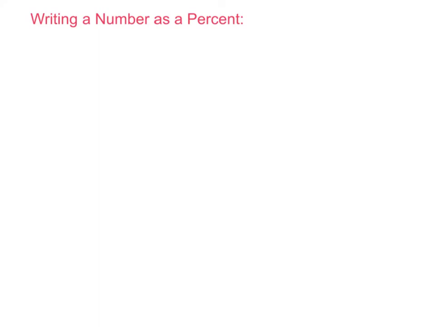Now let's write a fraction as a percent. Let's take the fraction 7 over 80. Now it would be easy to change it to a percent if it was over 100, but since it's not, the easiest thing to do is to change this to a decimal. And 7 divided by 80 does come out to 0.0875.